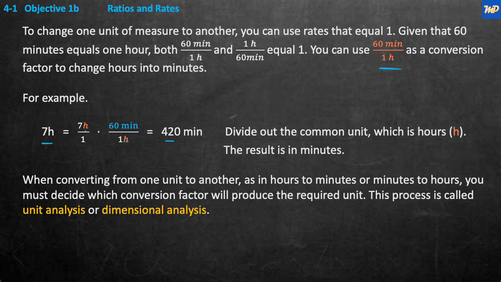So when converting from one unit to another, as in hours to minutes or minutes to hours, you must decide which conversion factor will produce the required unit. This is called unit analysis or dimensional analysis, and I prefer dimensional analysis. It's very big. If you ever get to chemistry at the college level, or even high school level, dimensional analysis goes on all day long. You need to understand this dimensional analysis.